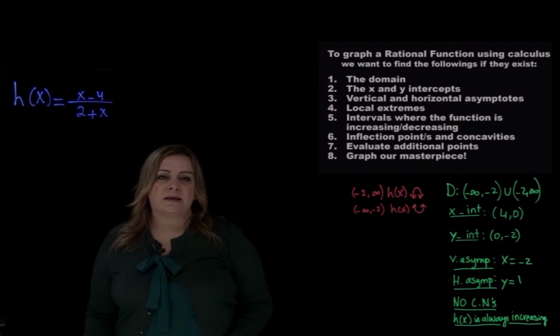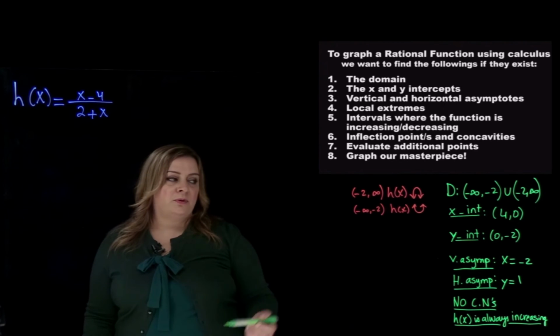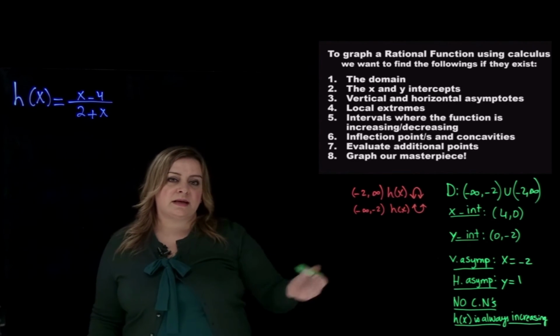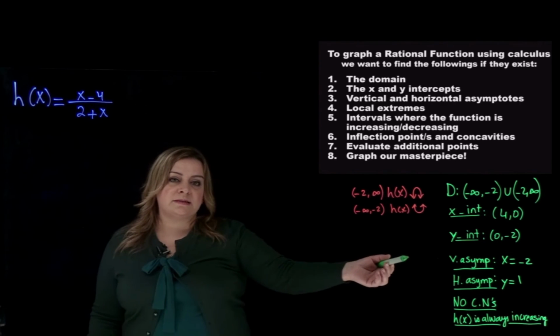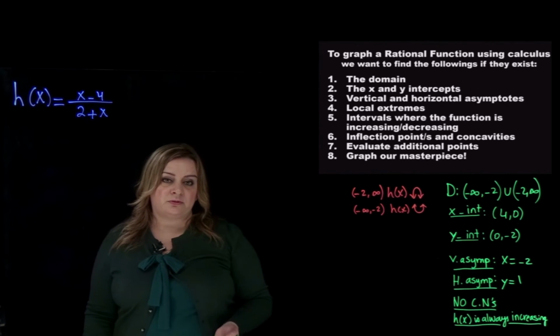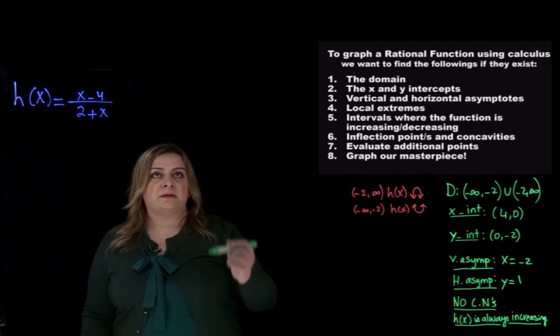We arrive at step 7, and step 7 says to evaluate additional points. We already have the x and y intercepts, but it would be helpful to evaluate a few more points to have a better sketch of our graph. Better points would be around the vertical asymptote at x equals -2. So I will be starting with values to the left of x equals -2.